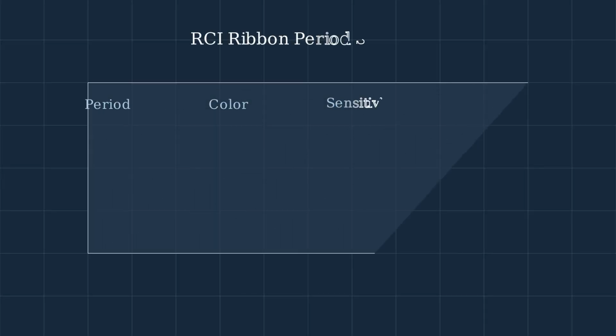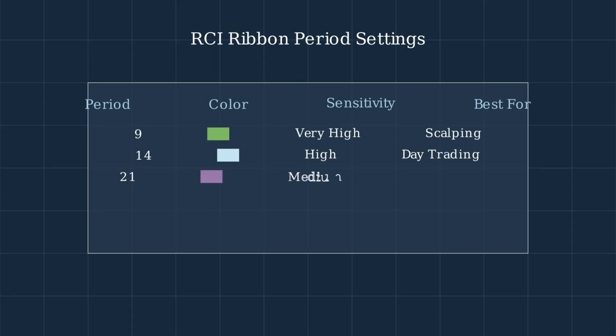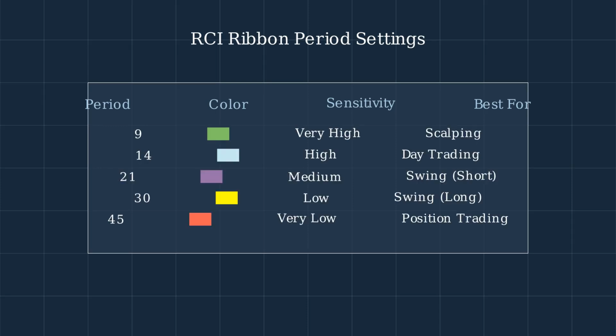Common period settings include 9, 14, 21, 30, and 45. Each period has different sensitivity levels and is suitable for different trading styles. Short periods like 9 and 14 are more sensitive and suitable for short-term trading, while longer periods like 30 and 45 work better for position trading.